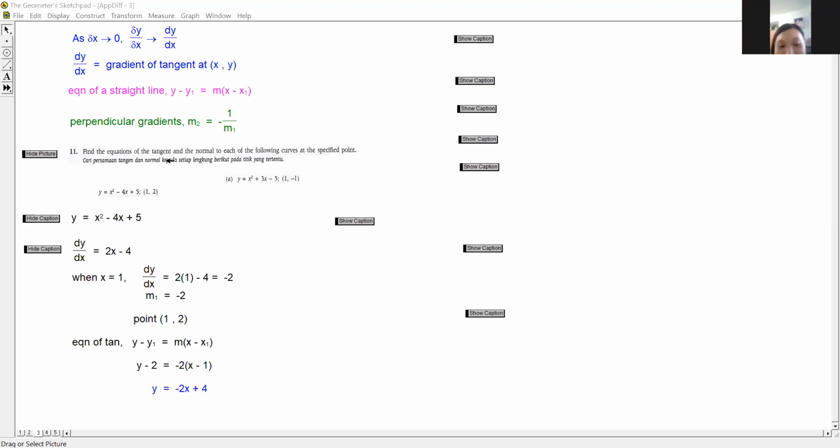Now we proceed to find the equation of the normal. To find the equation of the normal, we use this formula: y minus y1 equals m(x minus x1).